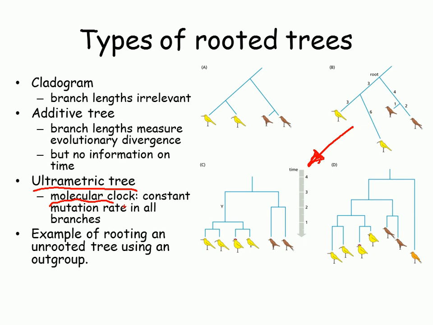Okay. So what does that mean? We can, for example, assume that we have 1 mutation per 1,000 years. Okay. Then based on that assumption, we can convert the mutation distance to a time distance.